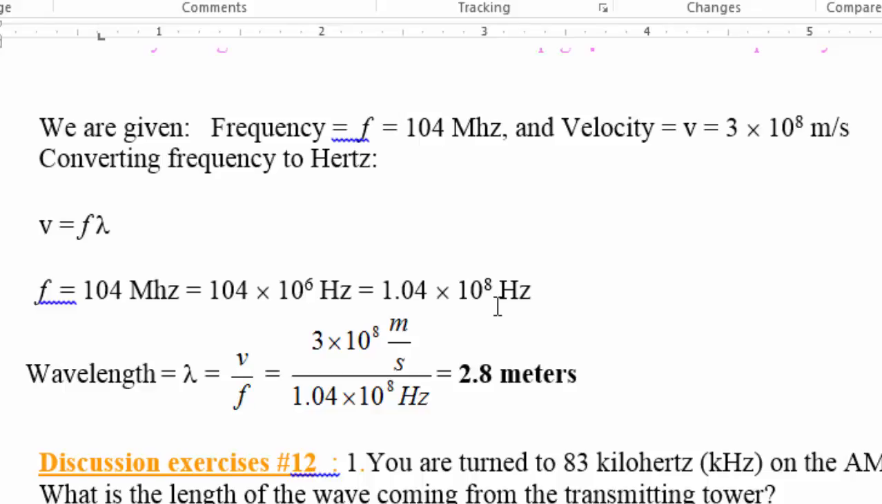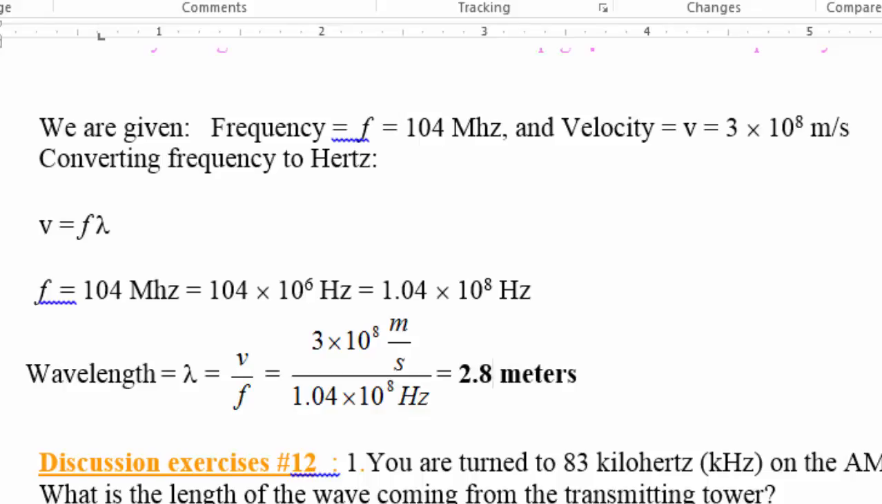If you don't want to convert it to power of 10 notation, that's your choice as well. You can just divide by 104 million, which is 104, and beside it 6 zeros. But when you carry out the calculation, you should get 2.8 meters.